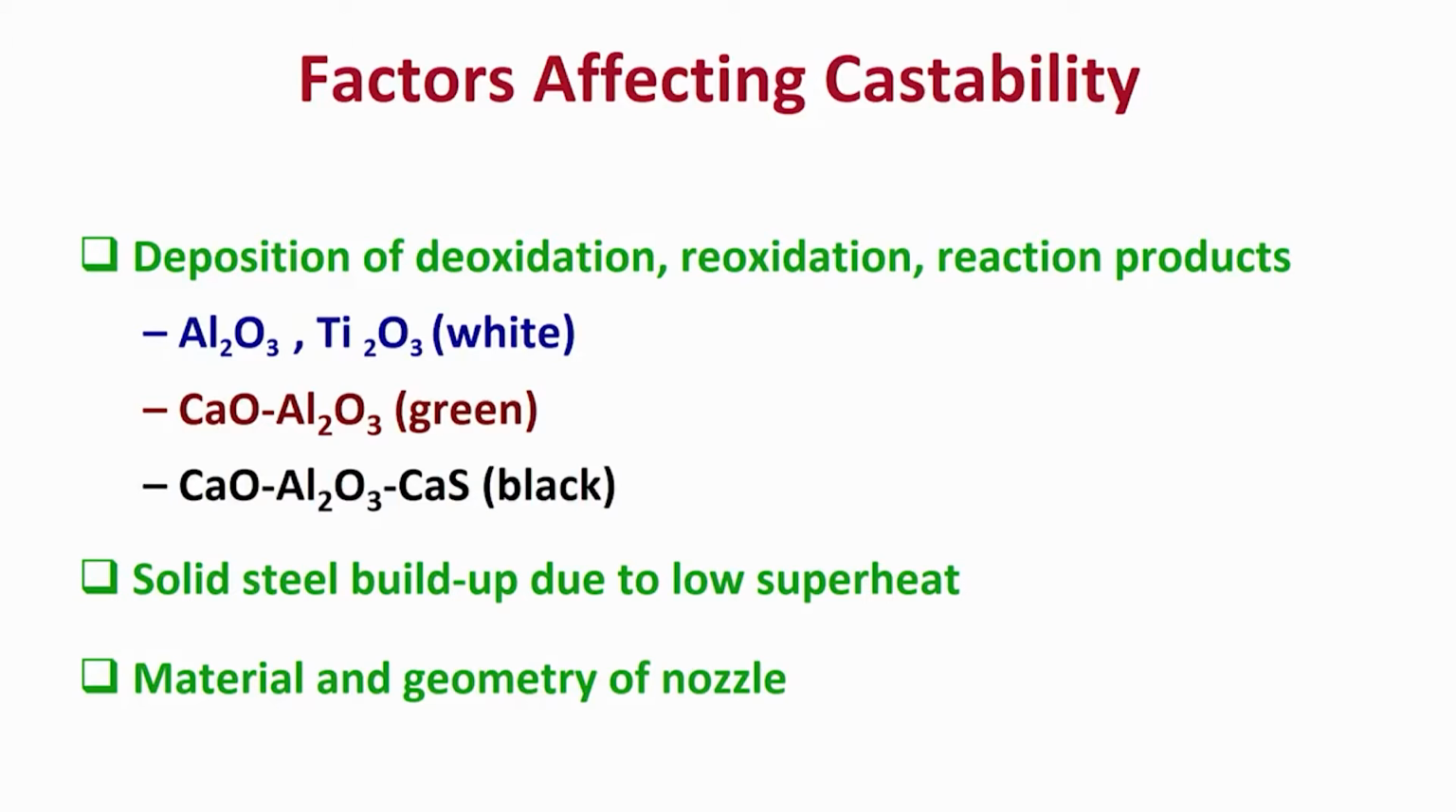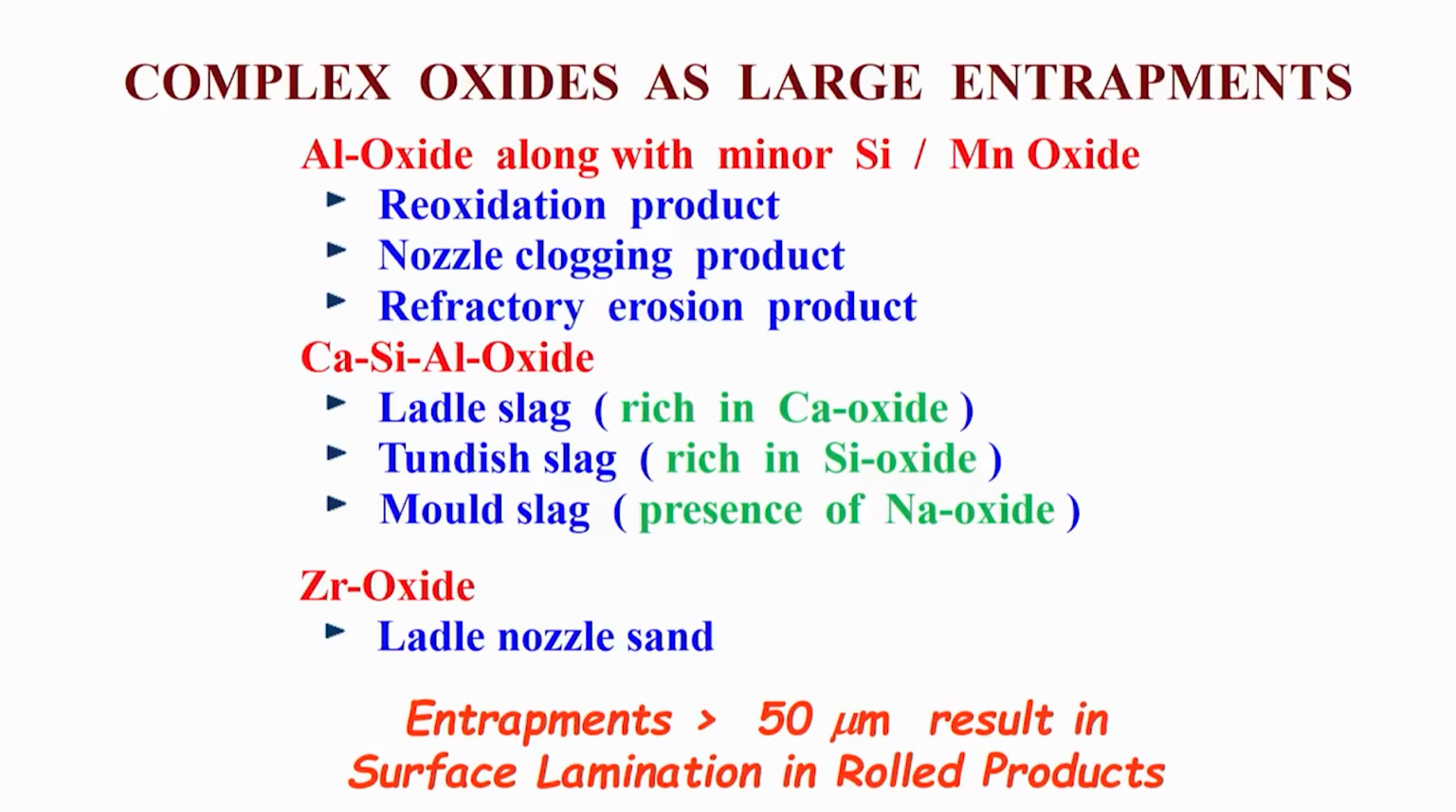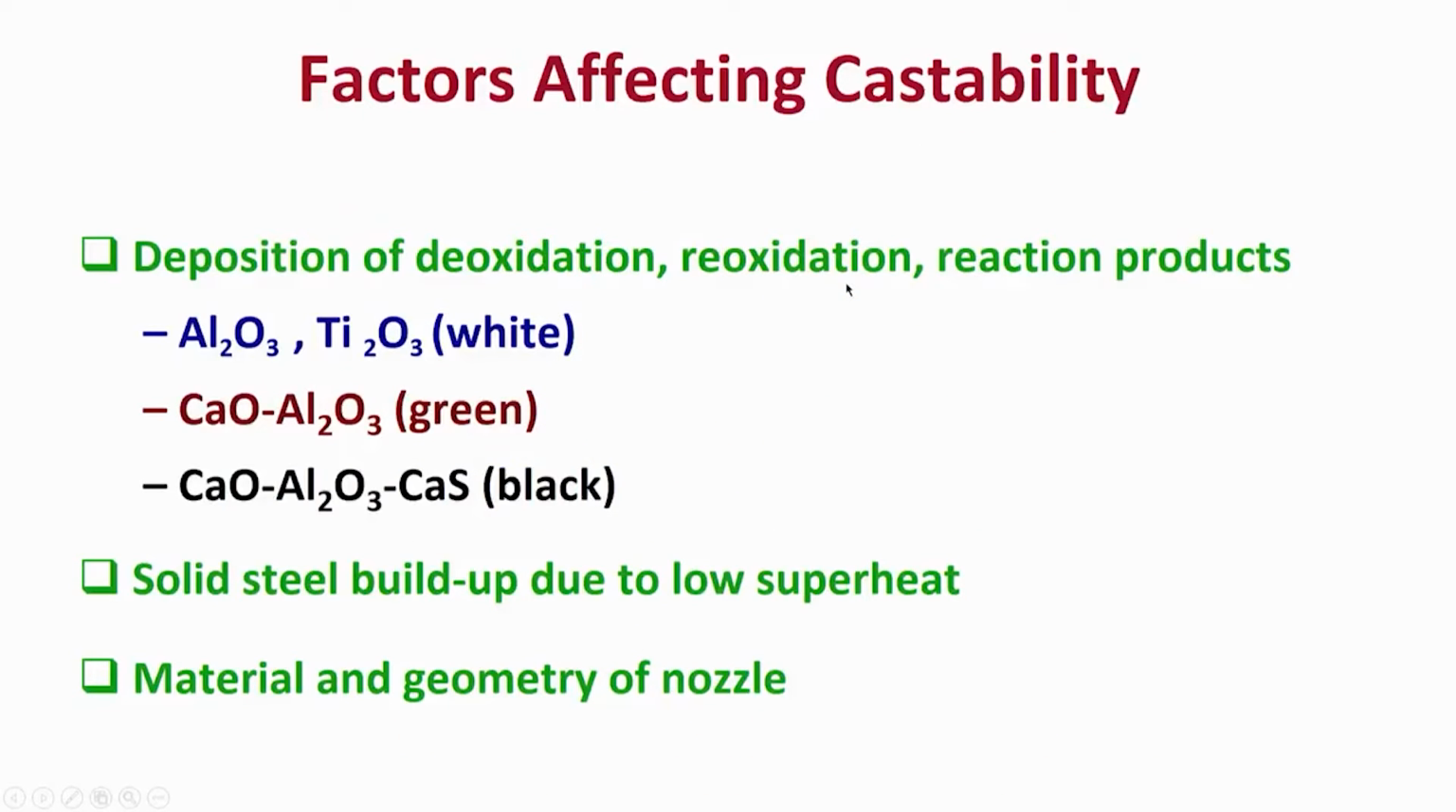Now, as I was talking about nozzle clogging, here we are talking of the nozzle clogging product. So, now let us see how it can affect the castability during casting. Castability getting affected means whatever liquid steel is coming from tundish to the mold, the flow of that liquid steel will get affected because of nozzle clogging, sub-entry nozzle getting clogged, the ports of the sub-entry nozzle getting clogged.